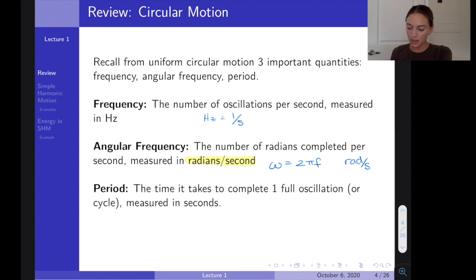And then the period is just the time it takes to complete one full cycle or one full oscillation. And the period and the frequency are inverses of each other. So the period is 1 over frequency, and the frequency is 1 over period.